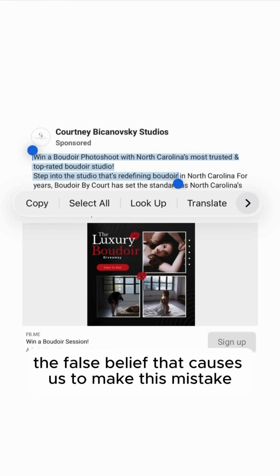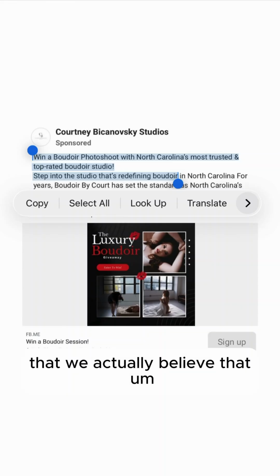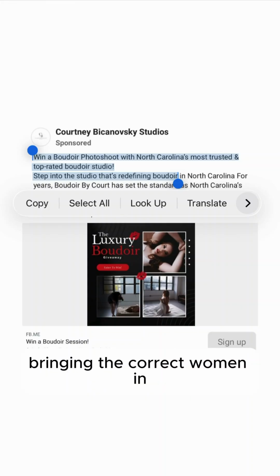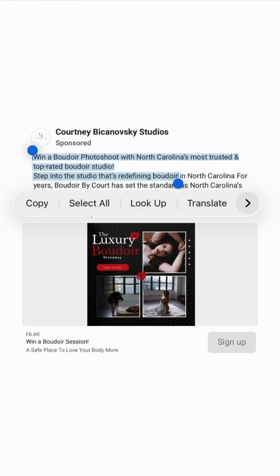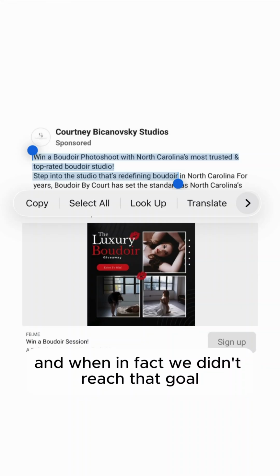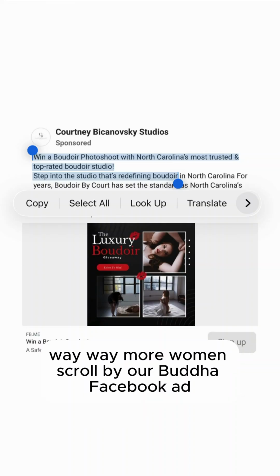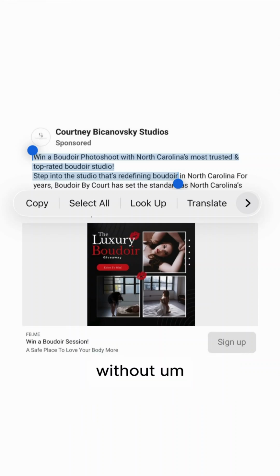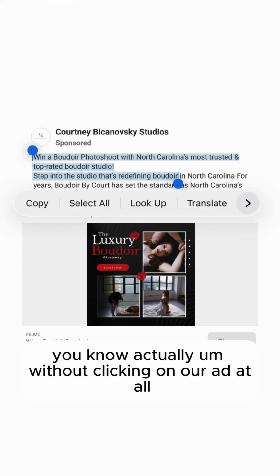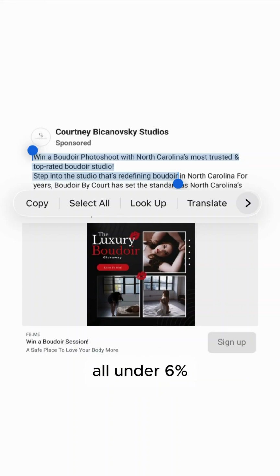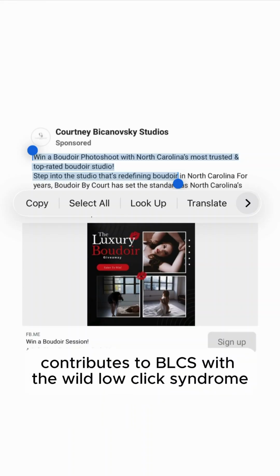The false belief that caused us to make this mistake is that we actually believe that we've set enough context to optimize bringing the correct women in, clicking on our ad, when in fact we didn't reach that goal, and we're actually having way more women scroll by our boudoir Facebook ad than is necessary without clicking on our ad at all. So the consequence of this: it pulls our unique CTR under 6%, contributes to BLCS, boudoir low click syndrome.